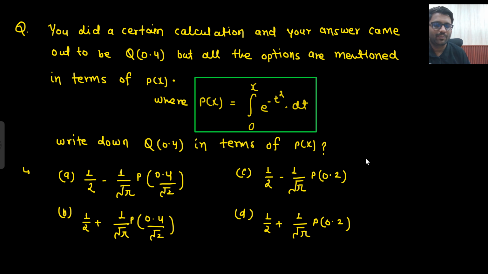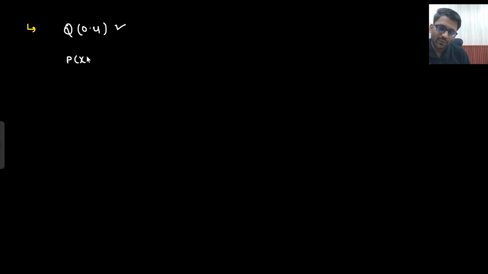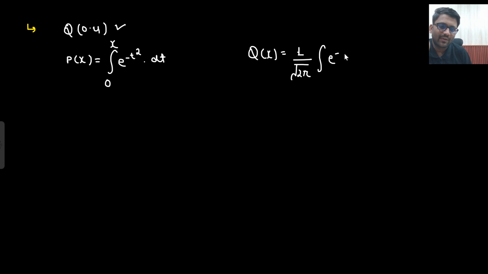So what is our answer? Basically our answer is Q of 0.4 that I am having. Now I need to convert it into P of x. So what is the definition of P of x? That is integral going from 0 to x, e to the power minus t square dt. And what is the definition of Q of x? That I already know. That is 1 by under root 2 pi, integration e to the power minus x square by 2 dx, from x to infinity. This is what I already know. Where I should put t here, not x. E to the power minus t square by 2 dt.